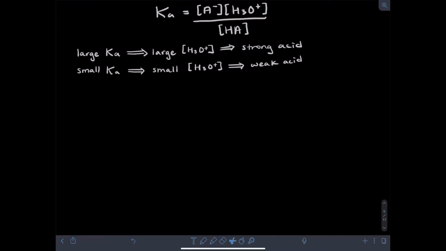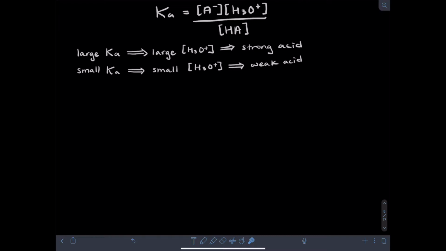Let's consider that you have a large Ka value. What that will mean is that the numerator is larger than the denominator. You can think about that as if you have a large Ka, you have a large concentration of H3O+, and this will occur when HA is a strong acid and it loses its proton readily.